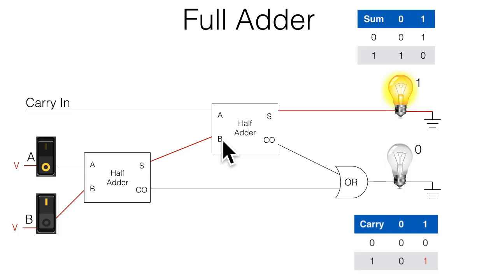It comes in and feeds the second half adder. So I get a 0 plus 1, turns that on. With an OR, I have a carry out here. That's off, and this is off.